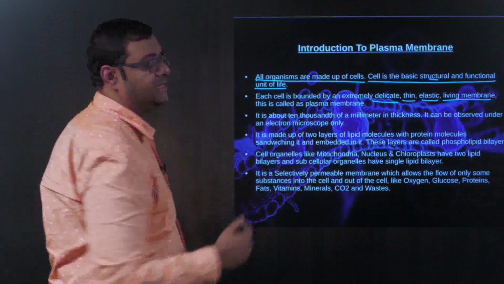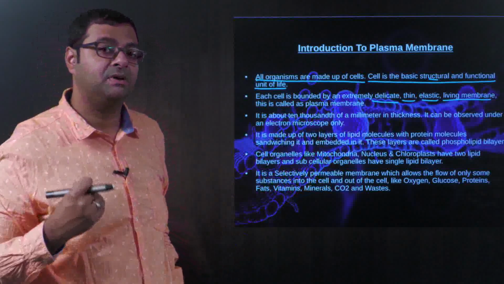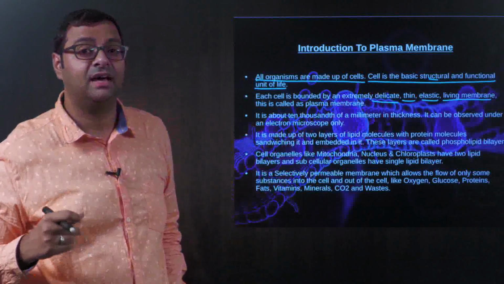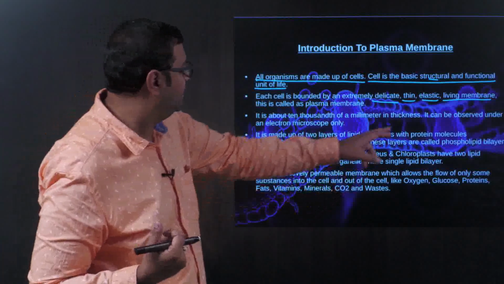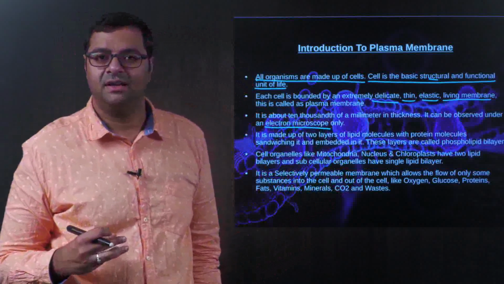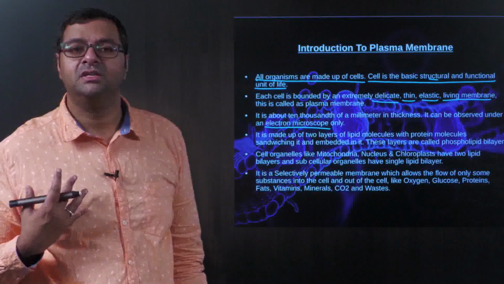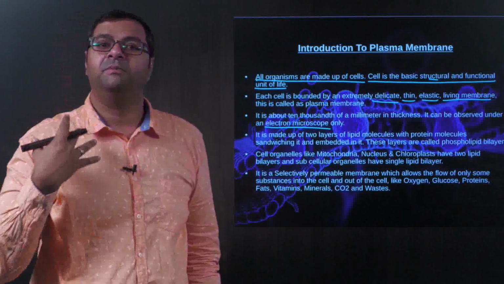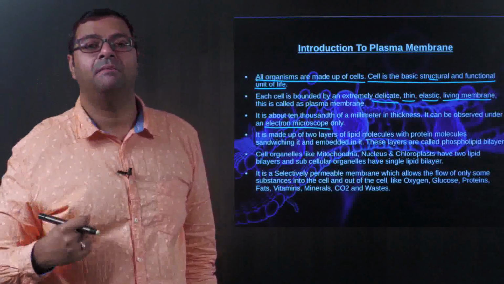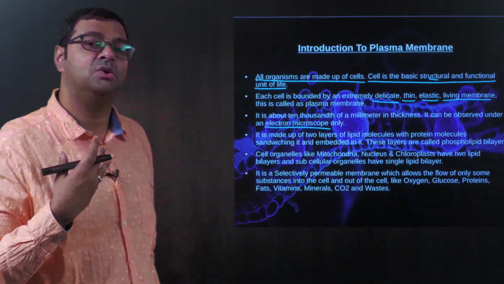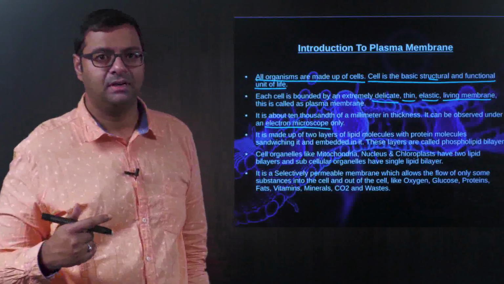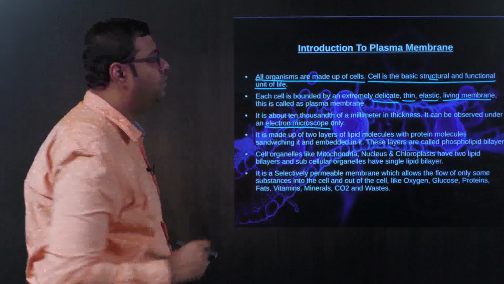Now coming to its size, its thickness. The plasma membrane is about 1/10,000 of a millimeter in thickness. That is very, very small, and it can be observed only under an electron microscope. You know what an electron microscope is, right? It functions by a beam of electrons falling on the specimen, and the preparation of the specimen takes a lot of expertise. It gives us a very highly magnified image. So because the plasma membrane is so thin, it has to be observed only under an electron microscope.